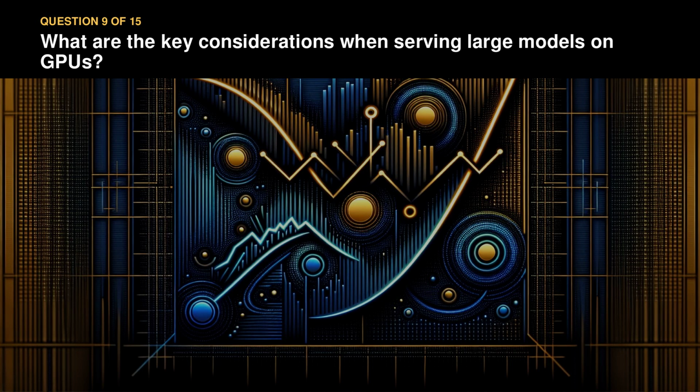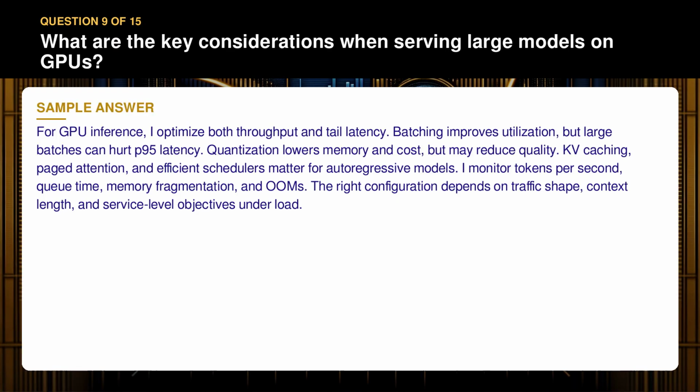Question 9. What are the key considerations when serving large models on GPUs? For GPU inference, I optimize both throughput and tail latency. Batching improves utilization, but large batches can hurt P95 latency. Quantization lowers memory and cost, but may reduce quality.